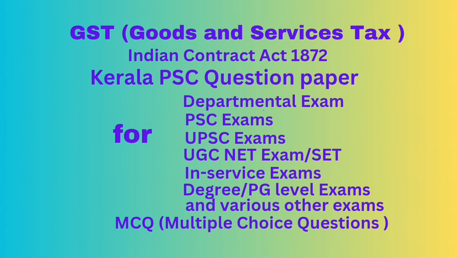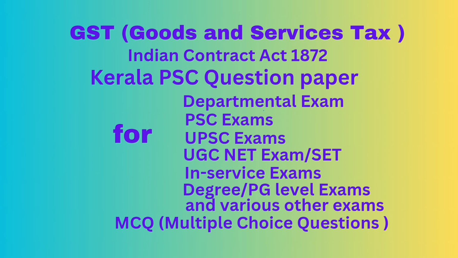Question number 18. Taxable person with the same PAN but multiple GSTIN has to file dash annual return in GSTR 9 and dash annual audit report in form GSTR 9C for each GSTIN. Correct answer, separate. I repeat, taxable person with the same PAN but multiple GSTIN has to file separate annual return in GSTR 9 and separate annual audit report in form GSTR 9C for each GSTIN.